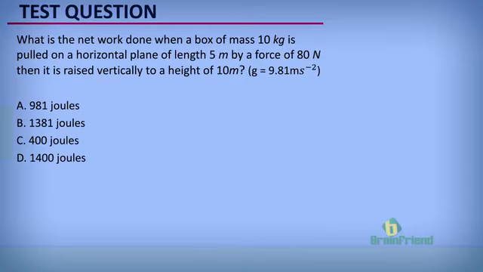The second test question is, what is the net work done when a box of mass 10 kg is pulled on a horizontal plane of length 5 meters by a force of 80 Newton? Then it is raised vertically to a height of 10 meters. And your g, which is your acceleration due to gravity, is 9.81 meter per second square. A, 981 joules. B, 1,381 joules. C, 400 joules. And D, 1,400 joules. Let's take a look at the solution.